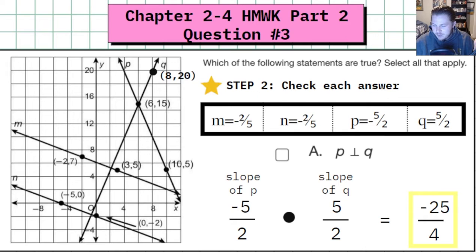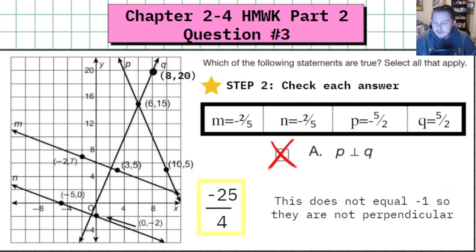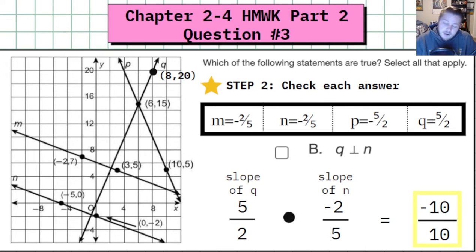That's a pretty big number. It's like 6 and 1/4. So obviously that does not equal negative 1. So no, those 2 lines are not perpendicular to each other. Okay, no surprises there. All right, now we can go to B.